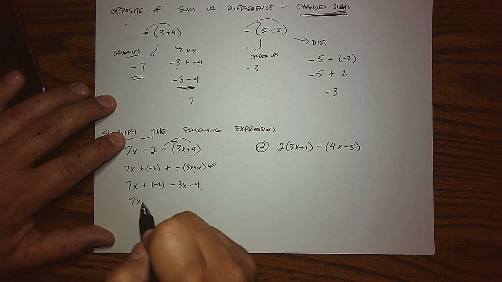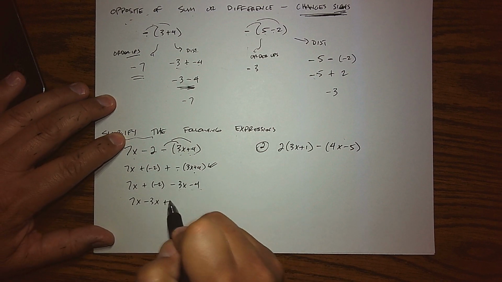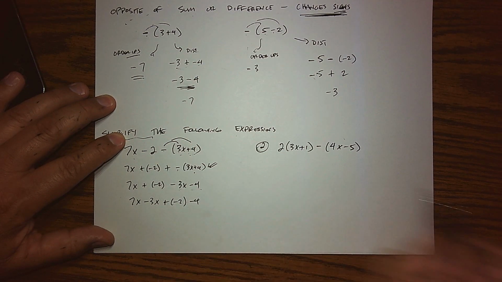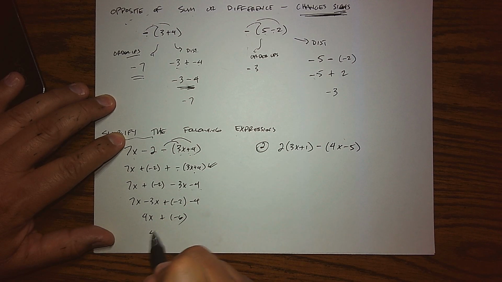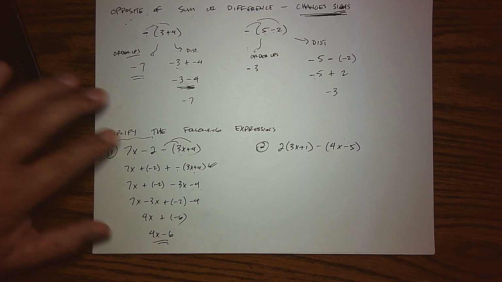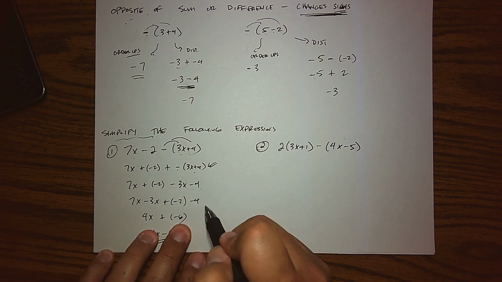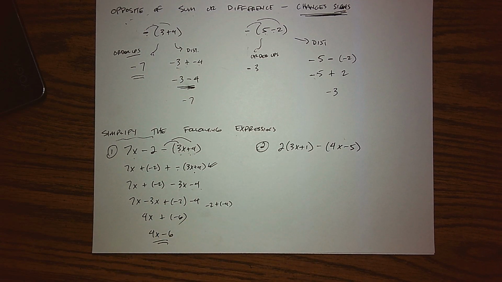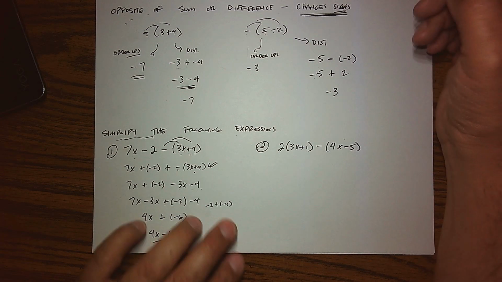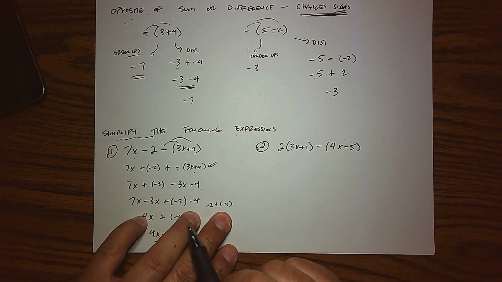We have 7x minus 3x and a plus negative 2 minus 4. There's a 4x, and on the back end here we get a negative 6, or if you want you can write that as 4x minus 6. Again, this last part is negative 2 plus negative 4. Okay, so for subtraction, the opposite of a sum, we basically change the signs.